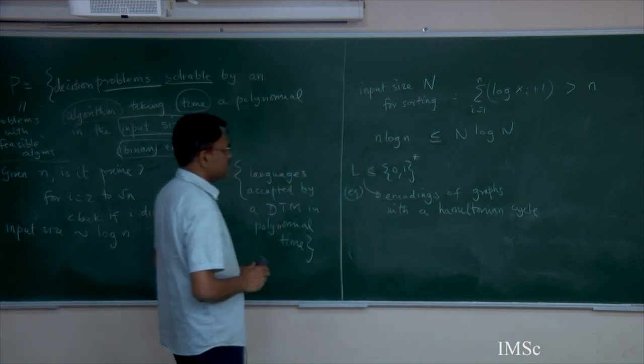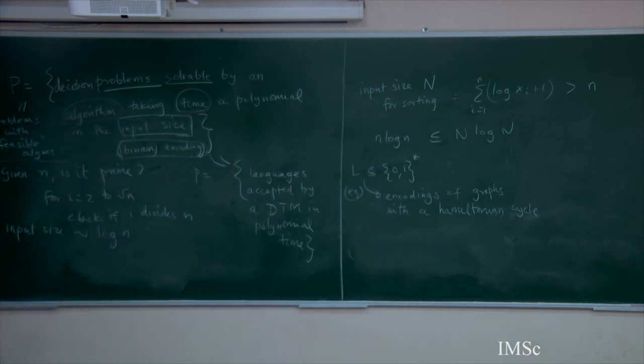Most of it you have already seen, so I am just revising what this class is. What are some examples of problems in P you have seen? Given a graph, is it connected? Given a graph, is it bipartite, right? Given a graph and a pair of vertices S and T, is there a path of length at most 25 from S to T, right? Why is that polynomial time solvable?